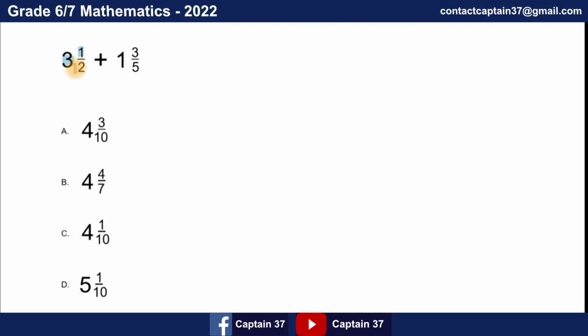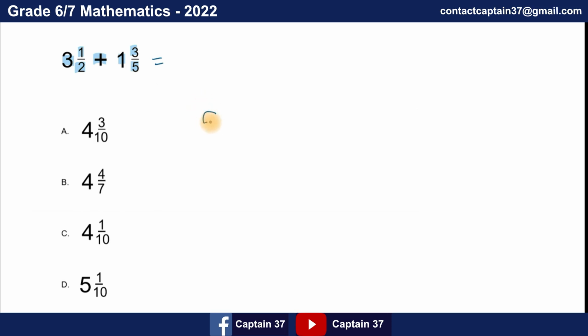3 and 1 over 2 plus 1 and 3 over 5. What do we do? One of the ways to approach this kind of question is to convert these numbers into improper fractions. An improper fraction is one where the numerator is bigger than the denominator.